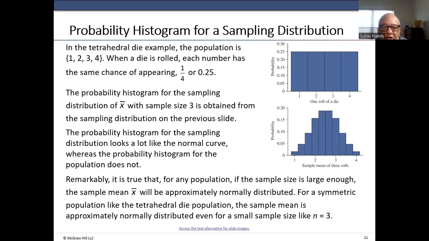Remarkably, it is true that for any population, if the sample size is large enough, the sample mean X bar will be approximately normally distributed. For a symmetric population like a tetrahedral die population, the sample mean is approximately normally distributed even for a small sample size like n equal to 3.